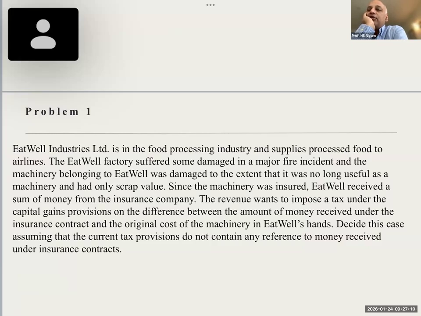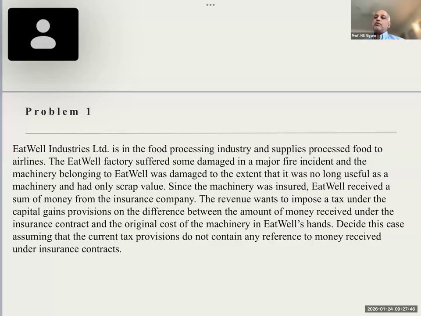We had started the capital gains schedule by talking through a problem sheet that was given to you, which was about E12 Industries. I'm going to read that out so that we understand what's going on. E12 Industries Limited is in the food processing industry and supplies processed food to airlines. The E12 factory suffered some damage in a major fire accident, and the machinery belonging to E12 was damaged to the extent that it was no longer useful as machinery and had only scrap value. Since the machinery was insured, E12 received a sum of money from the insurance company.